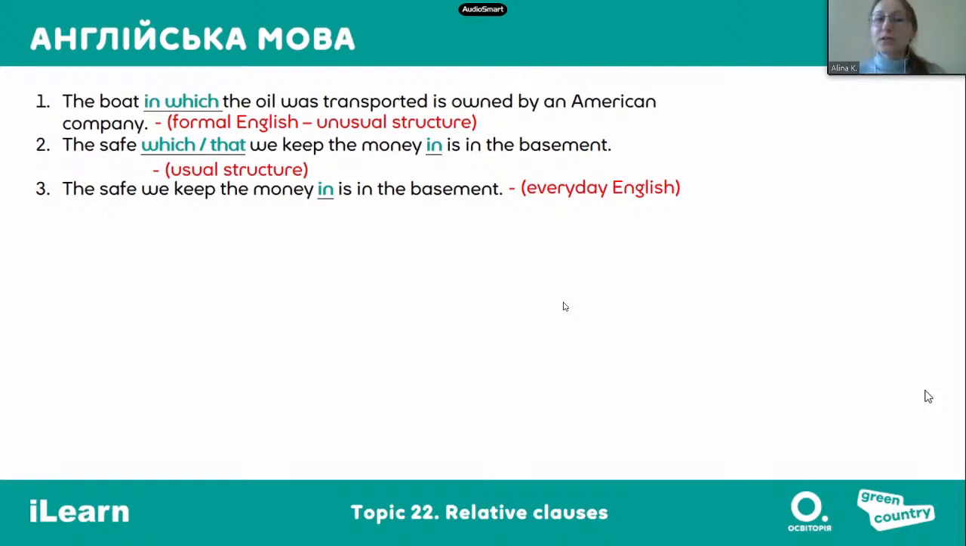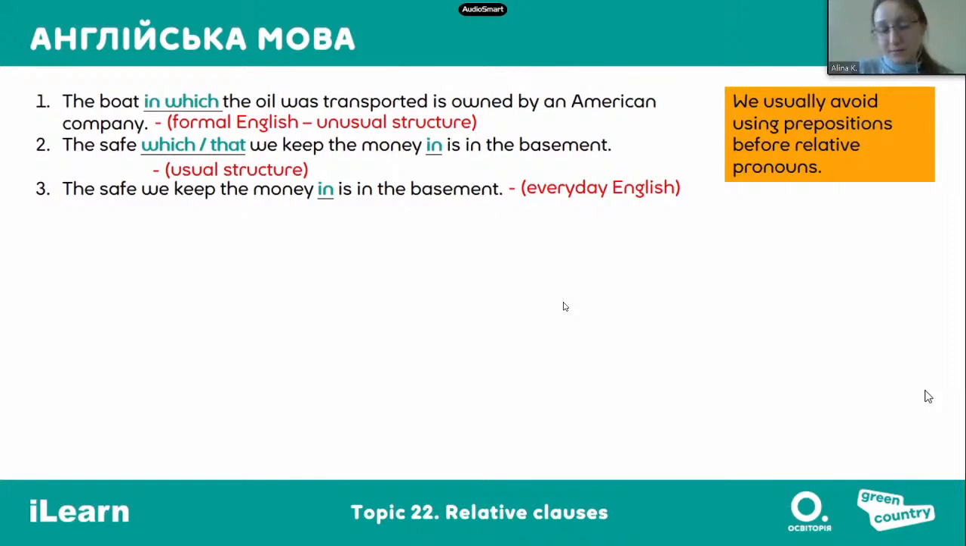But sometimes we know that we can omit, yes, this pronoun if it is the object. Але ми в той самий раз знаємо, що можемо взагалі його упустити, да, якщо після нього йде підмет. В даному випадку у нас є we keep, да, тобто можемо взагалі його упустити, і це взагалі як говорять в everyday English. So all these examples are correct, but the first one is very unusual and it is very formal. Тобто він дуже такий офіційний і дуже його ви рідко зустрінетесь. That's why I suggest that you avoid using prepositions before relative pronouns.